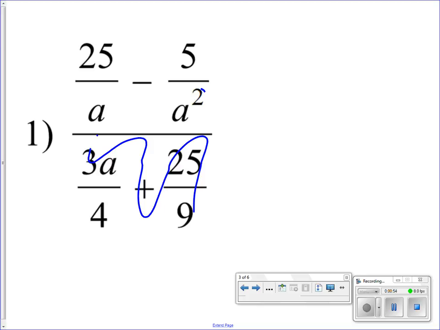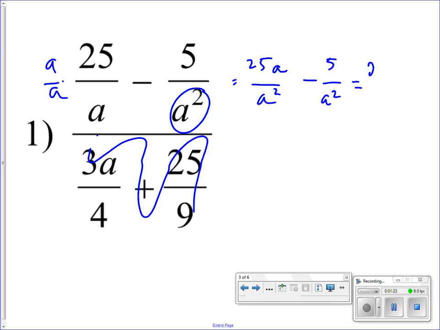So I see that this denominator here is an a squared. So what I can do is multiply the other fraction of the numerator by a over a. That's that fancy form of 1. And that'll give us a squared in the denominator. So that gives us 25a over a squared minus 5 over a squared. And now that they both have the same denominator, we can subtract the numerators. So that's step 1, we've simplified the numerator.